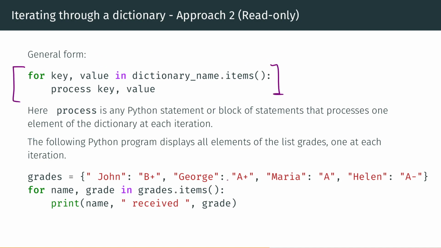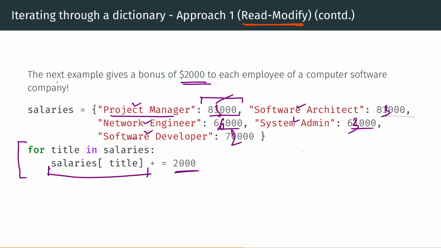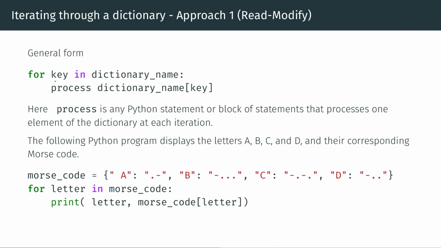So just notice the difference of this form with the previous read-modify approach. In this form, for key, value in dictionary_name.items(), you process key and value. And in the previous form, you say for each key in dictionary, and then you process the value using the square bracket notation.